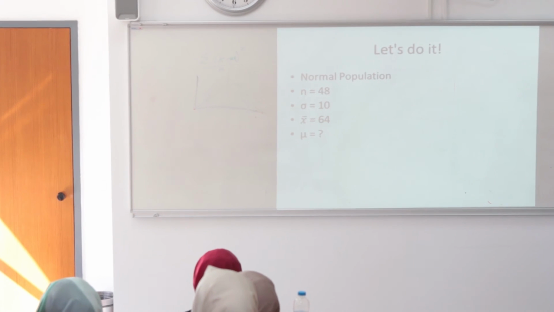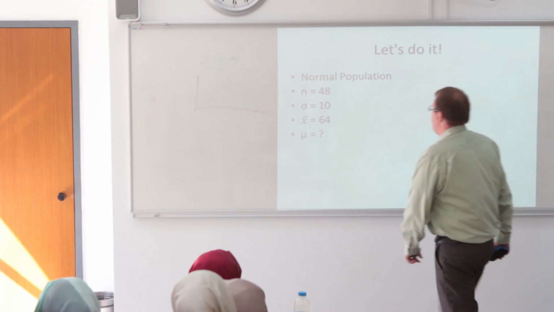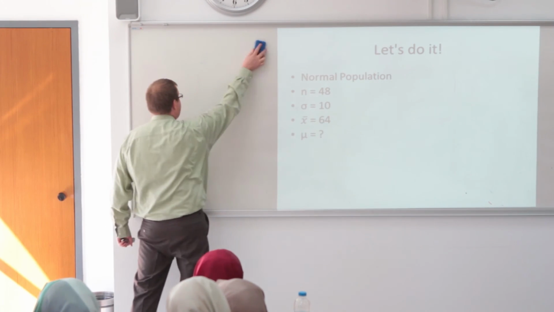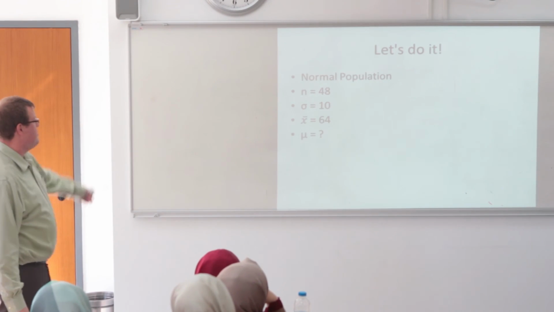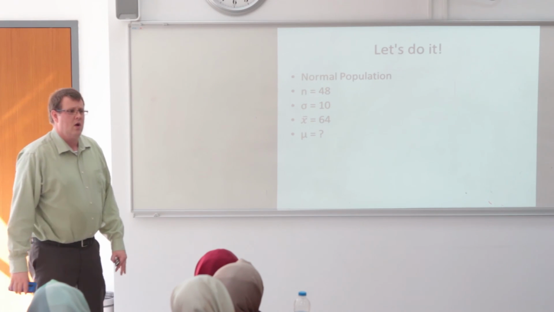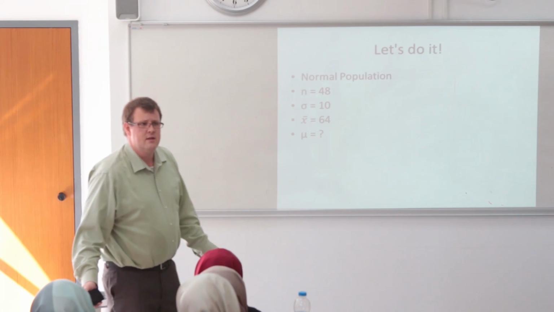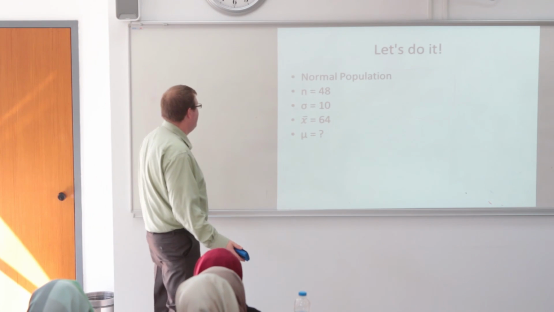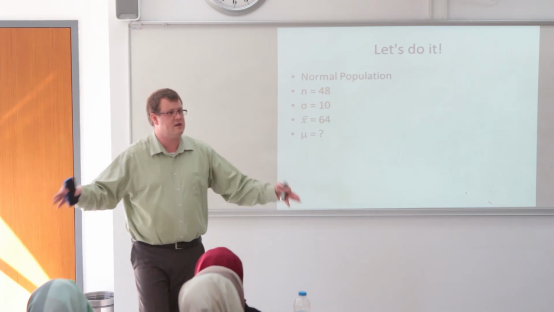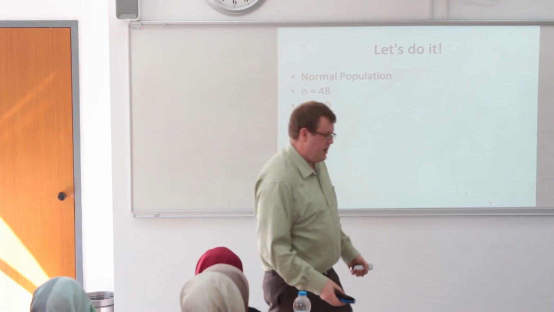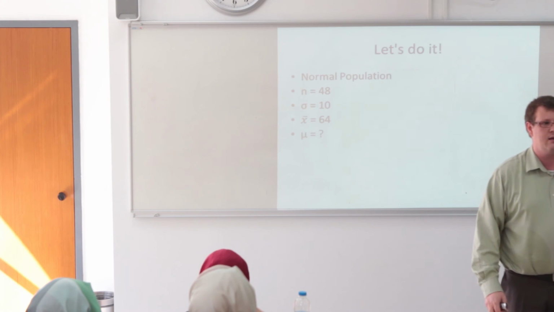All right, so let's do it. Let's create a confidence interval. So we have a normal population. We have a sample size of 48. Standard deviation of 10. The sample mean is 64. So what's the mean? Oh, we don't know. Our best estimate is that it is 64. That's our best estimate. But now we want to create a confidence interval, such that if we were to create them, 95% of the time we should have the population mean in there. How do we do this?